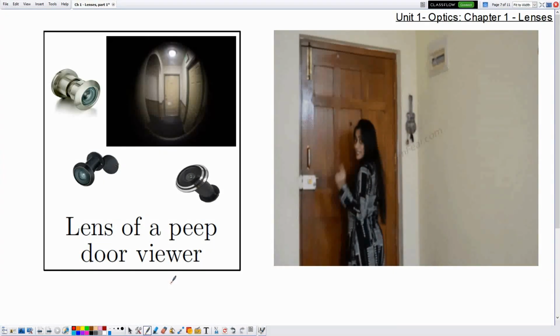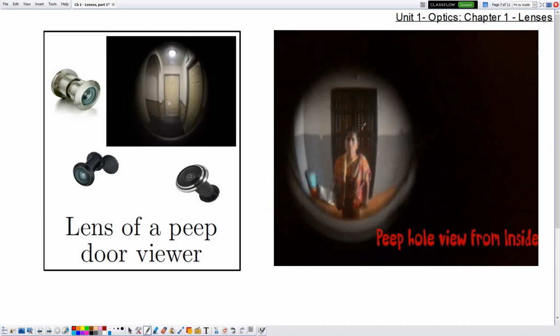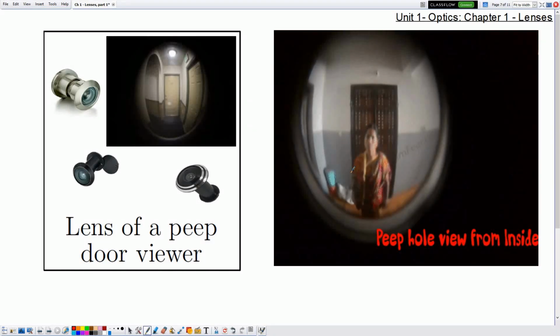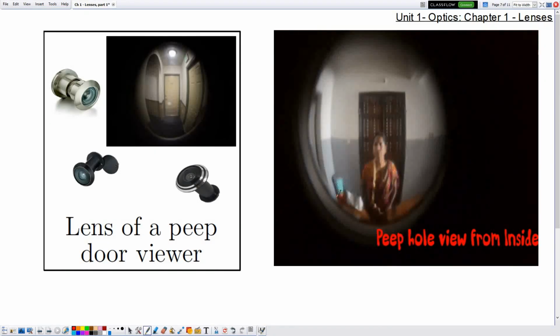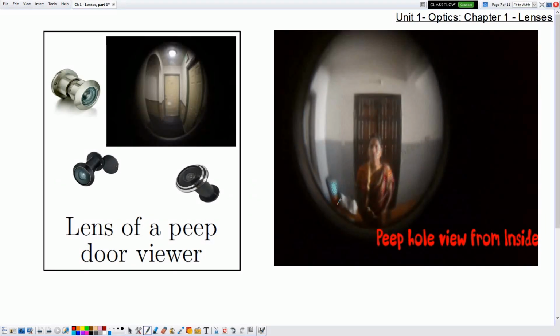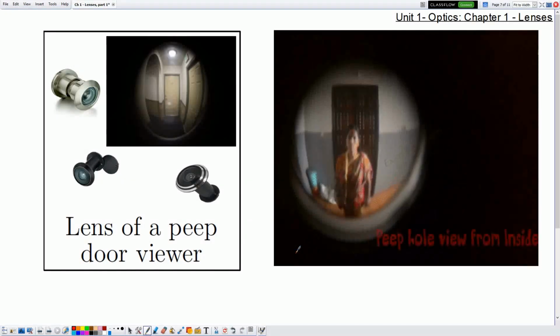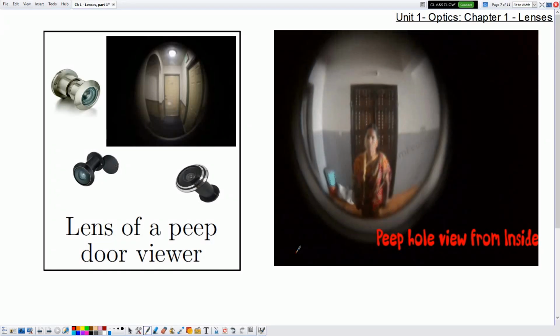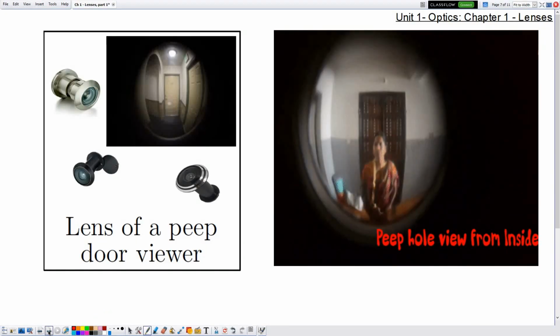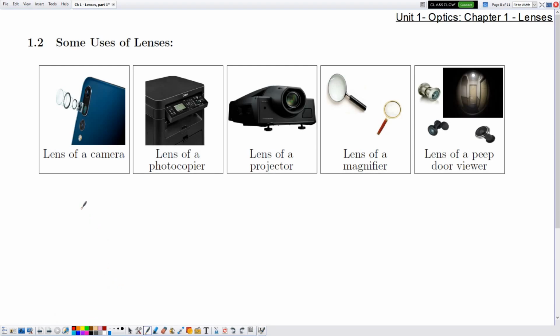Finally, the lens of a peep door viewer. We all know that lenses are installed inside the door. Now this example is extremely important because this lens allows us to see a wide view of what is behind the door. At the same time, the person standing behind the door cannot see what is inside the house. There are several more examples of the uses of lenses, like the eyeglasses that we wear, the telescope, microscopes, etc. But now we come to the question: are all lenses the same?